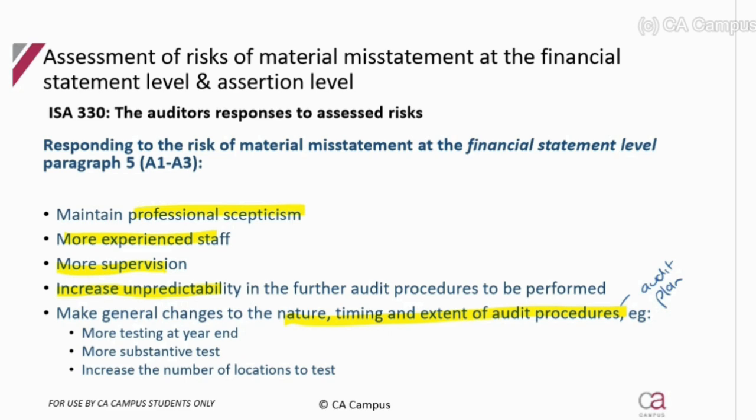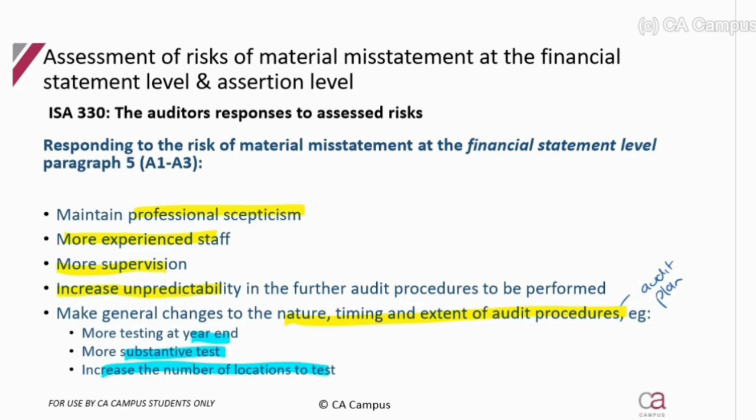I would probably change my timing to do more of my testing at year end. I would probably do more substantive, and I would increase the number of locations I test. That's just an example of general changes. It's not going to be specific, but it's just that you make a note here. I will change my audit plan based on what these risks at the financial statements are telling me could affect that balance that I need to be auditing.